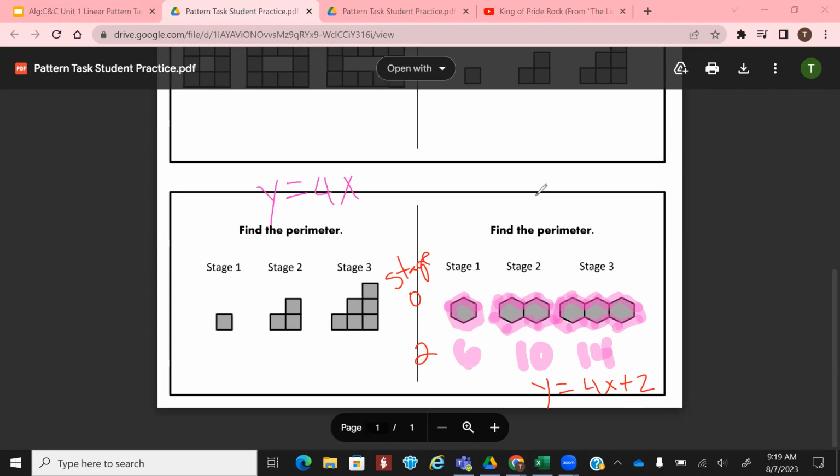Okay. For our table, we would have 0, 2, 1, 6, 2, 10, and 3, 14. Are there any questions on this one? Okay, you have to pay attention to, are they asking for the tiles or are they asking for the perimeter? Because that does change your answer, okay? So make sure that you always read up at the top.